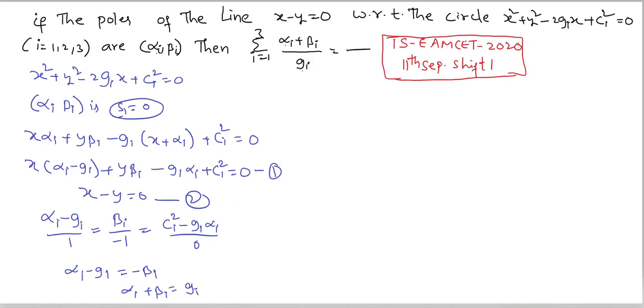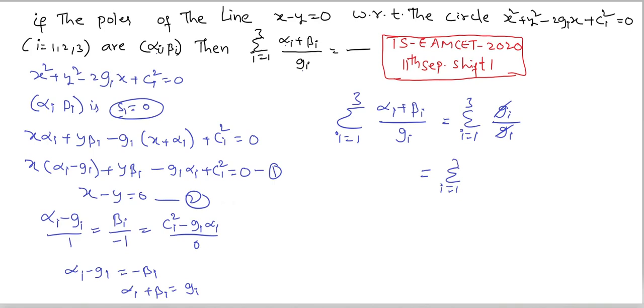Now we find the value of sigma i equal to 1, 2, 3 of (alpha i plus beta i) by g, which is g by g cancel, so sigma i equal to 1, 2, 3 of 1, that is 1 plus 1 plus 1 equal to 3. Therefore sigma i equal to 1, 2, 3 of (alpha i plus beta i) by g is 3.